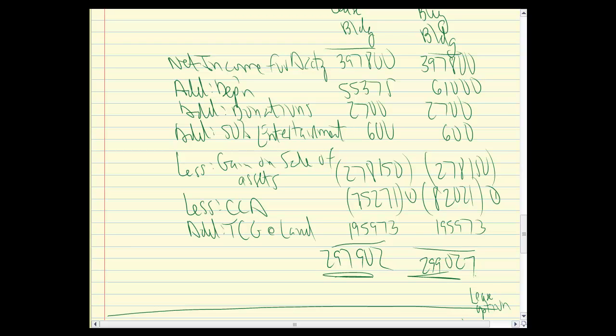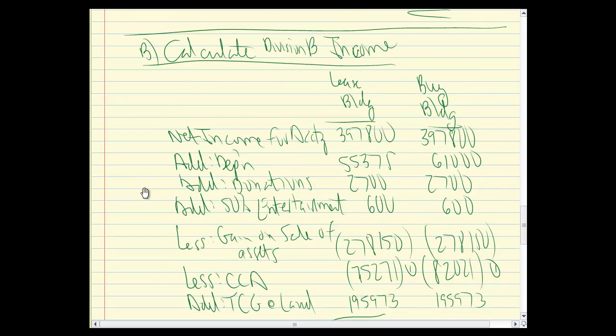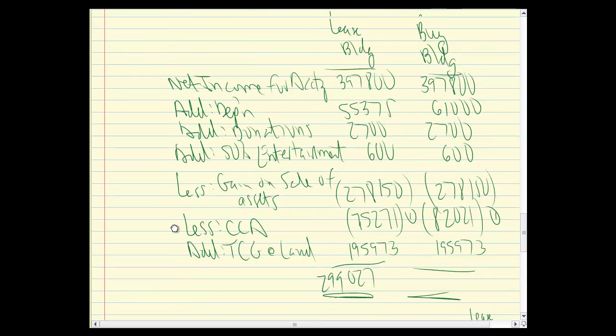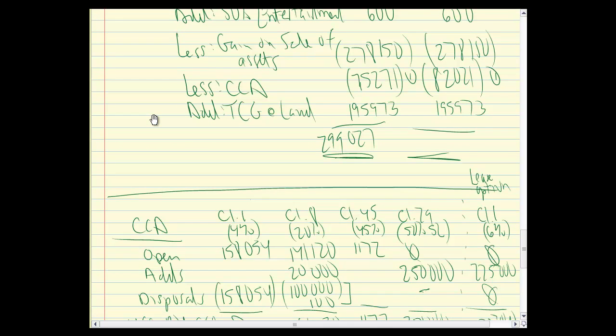297,902 is going to numbers. I reversed them? Okay. So they're reversed? Hang on. Yeah. Is that right? Yeah. Okay, so they're reversed, ladies and gentlemen, sorry. So the building, the buy is lower because you got more CCA, right? So this should be 299,027, and that should be 297,902.